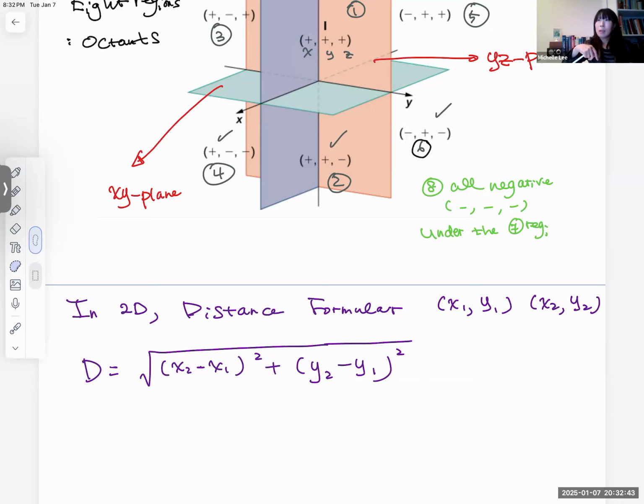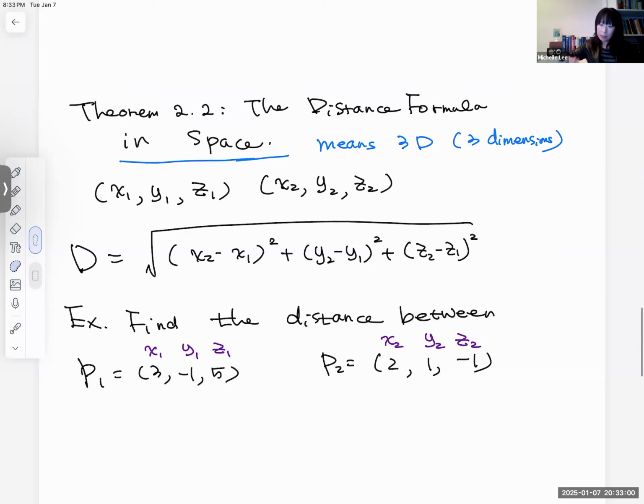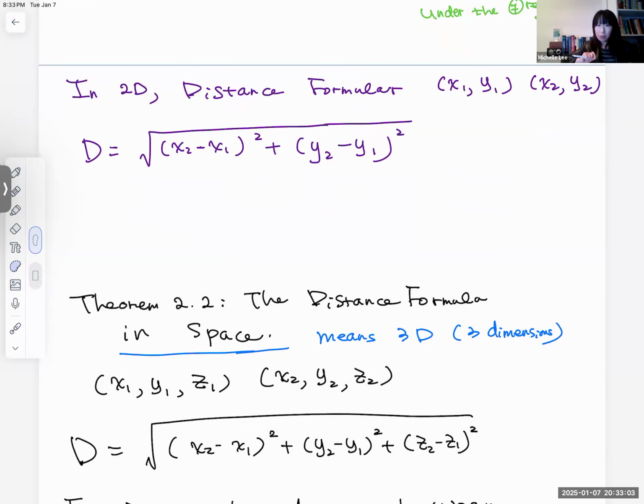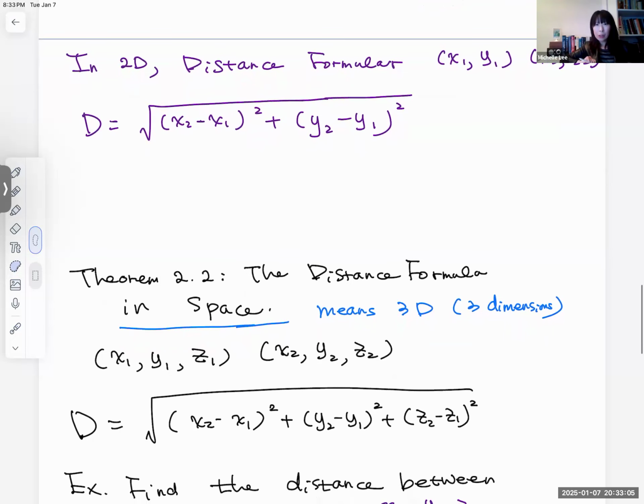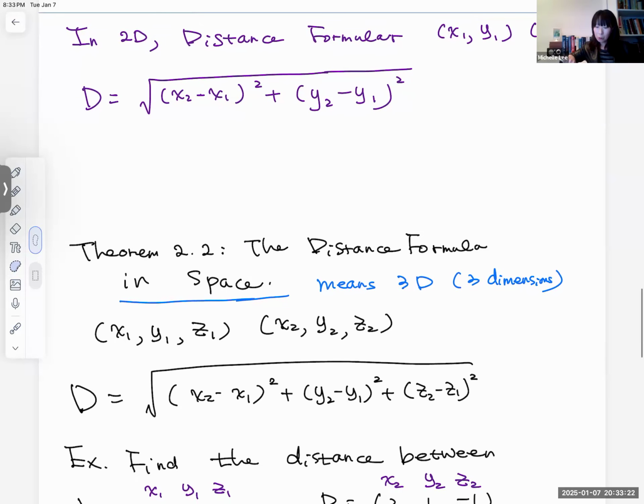How about in 3 dimensions? We are just using the same formula, but we just add one more variable, which is z, right? So let's take a look. So this is the formula. Theorem 2.2, distance formula in space. In space means 3 dimensions. So we have x sub 1, y sub 1, z sub 1, x sub 2, y sub 2, z sub 2. Then the distance formula.